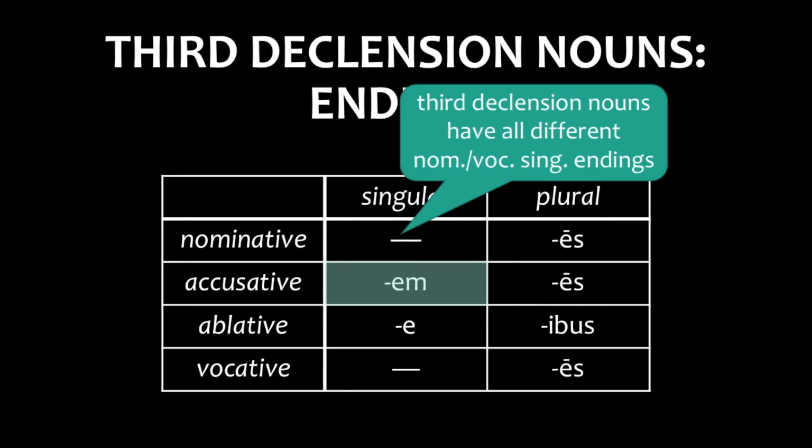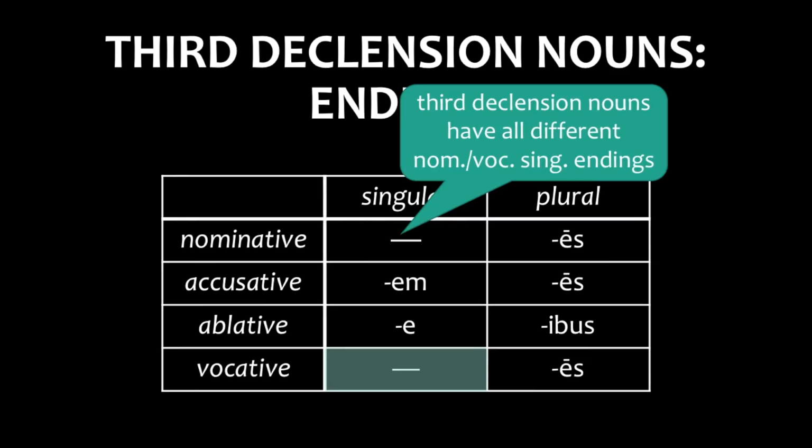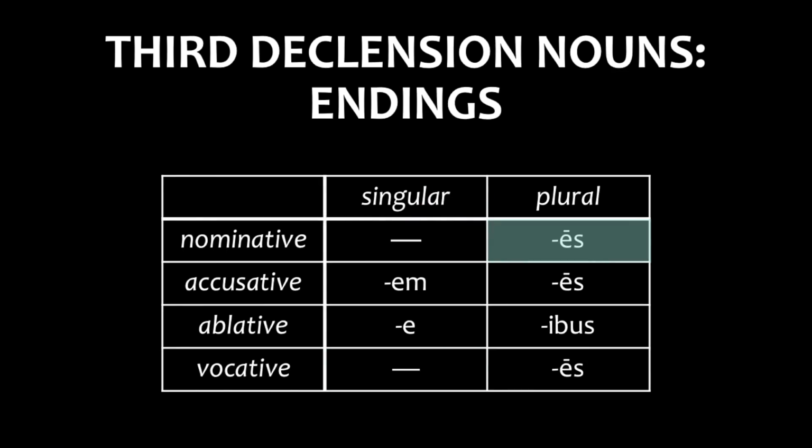But then all accusatives of third declension nouns end in -em. Ablatives end in a short -e. Vocatives always look the same as the nominative. And then in the plural, nominatives end in a long -es. Accusatives also end in a long -es. Ablatives look a little different than the ablative plurals we've seen so far. They end in -ibus, I-B-U-S. And then vocatives, again, just like nominatives and accusatives in the plural, end with a long -es.